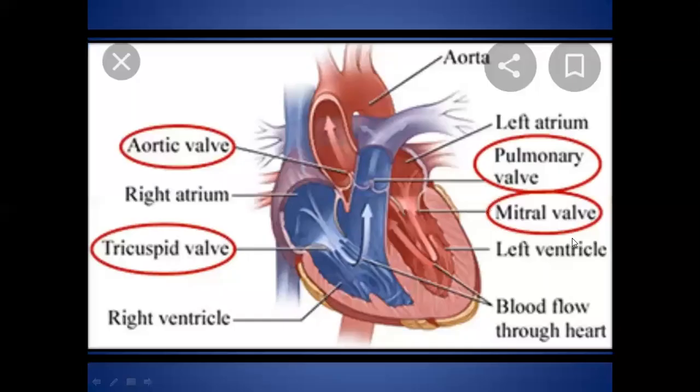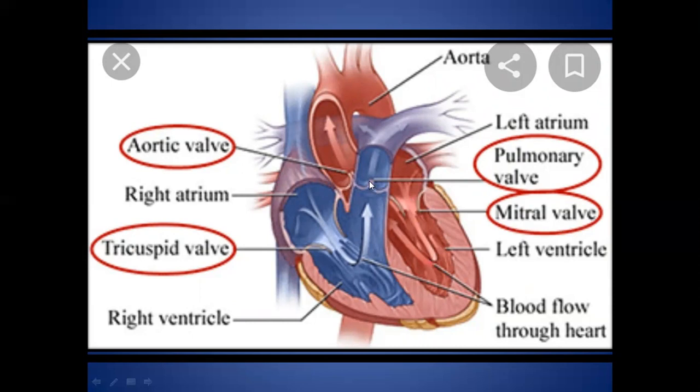First of all, I told you there are four types of valves present in our heart. Those four types of valves are: tricuspid valve, which is present between the right atrium and right ventricle. Second type is mitral valve. It is also called bicuspid valve. Bicuspid valve is present between the left atrium and left ventricle.